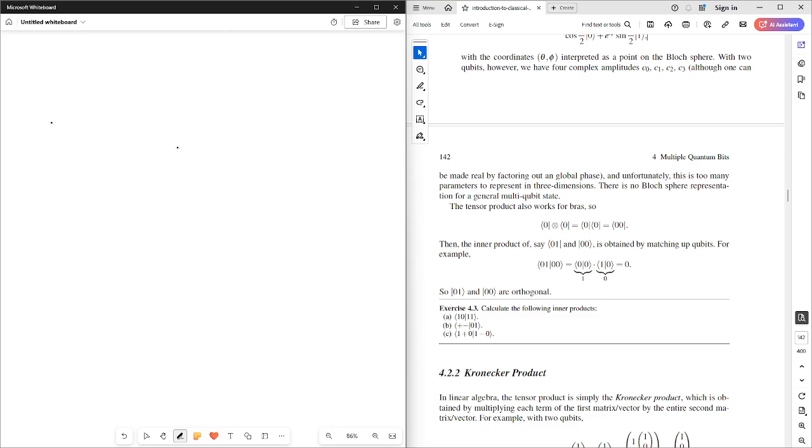So the tensor product that we were just talking about also works for bras. So bra 0, bra 0 is equivalent to bra 0 squared, or bra 0 raised to the 2nd power, or with this tensor product here, bra 0 0. There's a number of ways you can write it.